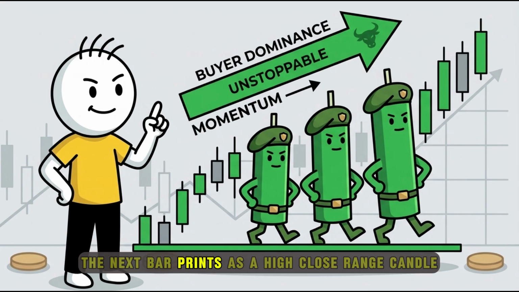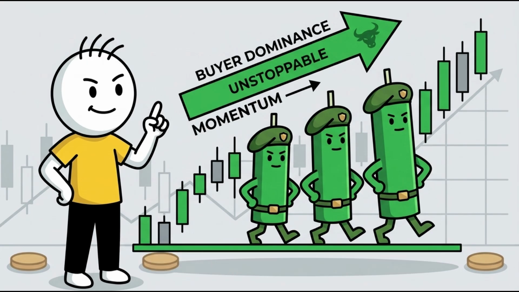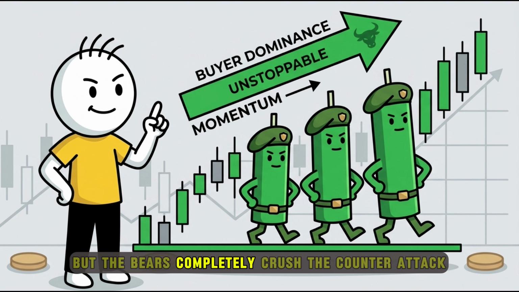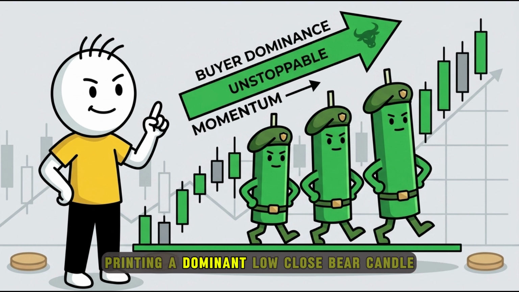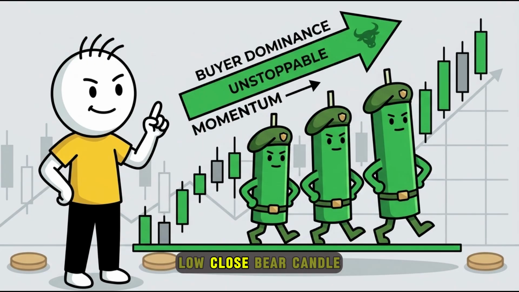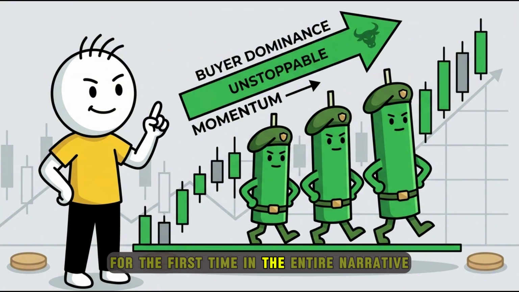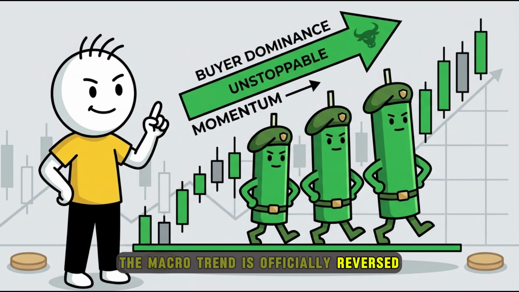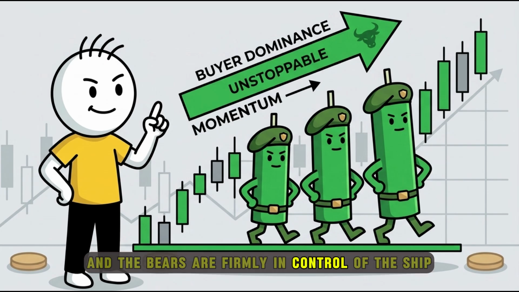The next bar prints as a high close range candle, showing a brief, desperate attempt by the buyers to stabilize the floor. But the bears completely crush the counterattack, printing a dominant low close bear candle that is immediately backed up by another aggressive low close bear candle. For the first time in the entire narrative, the sellers have secured a powerful, undeniable breakout paired with structural follow-through. The uptrend is dead, the macro trend has officially reversed, and the bears are firmly in control of the ship.